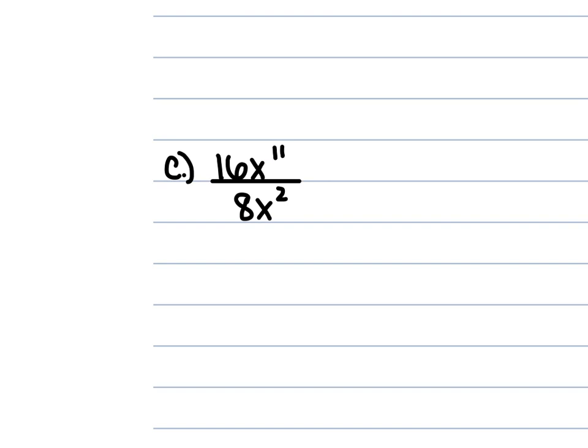For C, we have 16x to the power of 11 over 8x squared. So again, this 8 and this 16 can simplify. The 8 is going to become 1. The 16 will become 2. You have x to the 11th over x squared. That x squared is going to cancel out, and you're going to take 2 away from the 11. Keep it on top. So this is just going to be 2x to the power of 9.